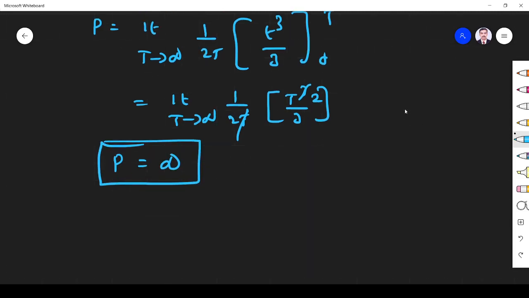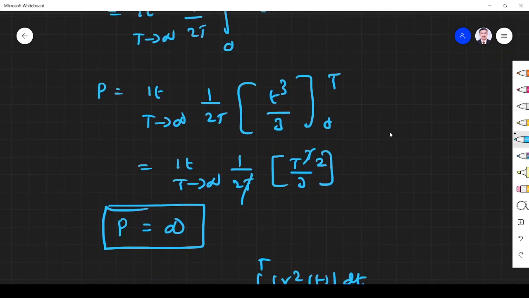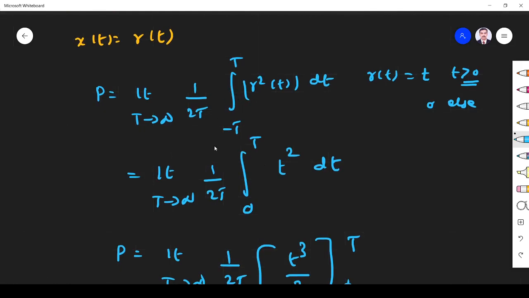What about energy? Energy is given by limit t tends to infinity, without 1 by 2t. Rest of the things are same: integral from minus t to t of r squared of t dt. For that, the answer is t cube by 3, from 0 to t. That is t cube by 3. Yes or no? This is the answer for the integration. Except this 2t, everything will come.